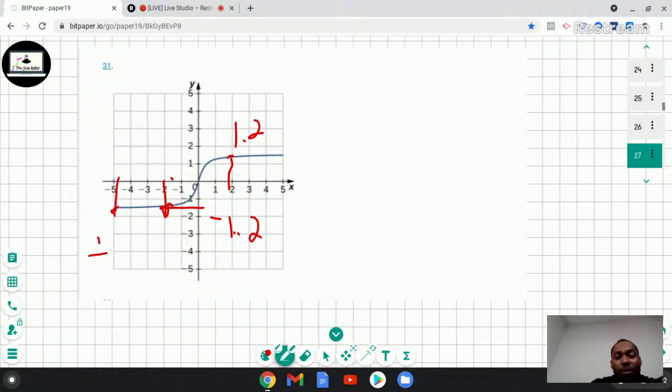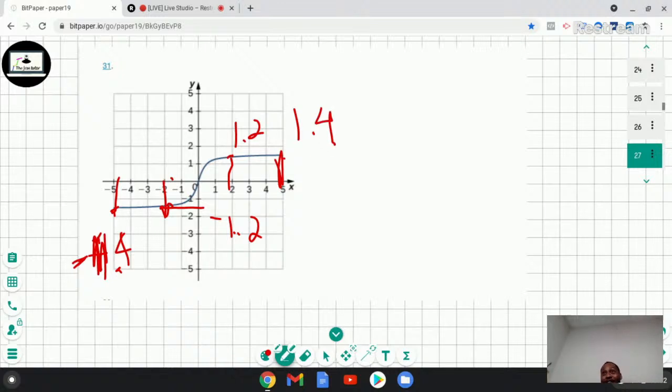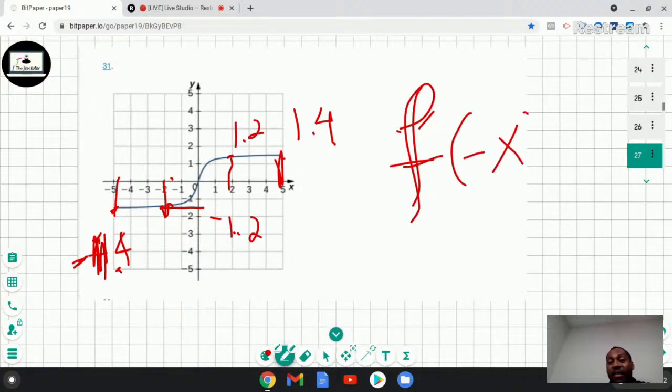f of negative 5, let's say this is negative 1.4. I'm speculating here, I don't know if it's exactly that, but it's close. f of negative 5 is negative 1.4, and f of 5 is 1.4. And it continues that way. So what we found here is f of negative x is equal to negative f of x.